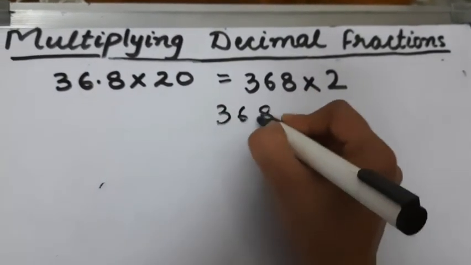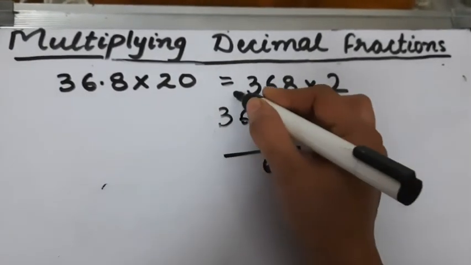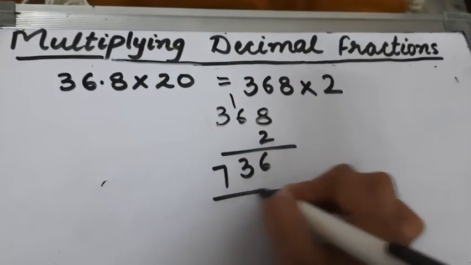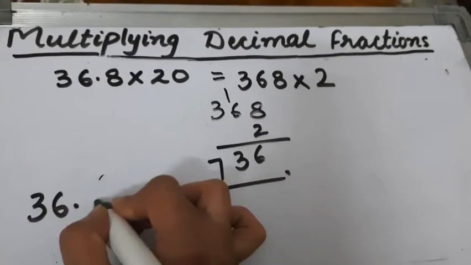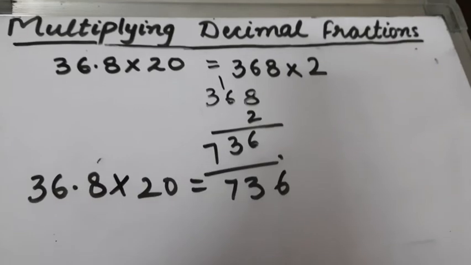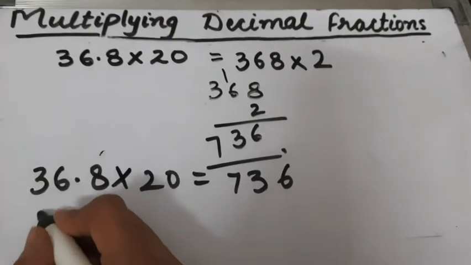So our product will be 2 8s are 16. 6 2s are 12 plus 1 is 13, 3 2s are 6 plus 1 is 7. So 36.8 multiplied by 20 is 736. Okay, take one more example.